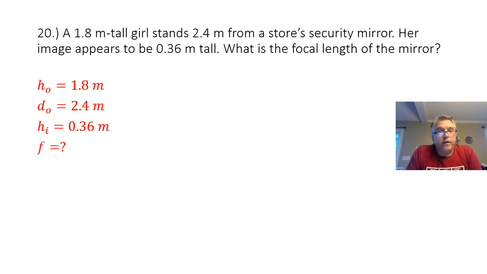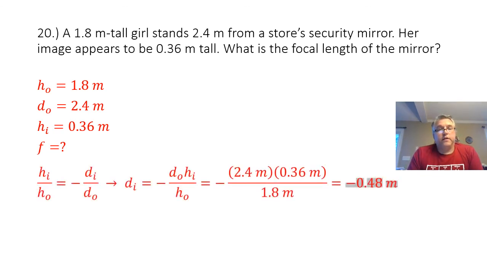So in order to find the focal length, I know I'm going to need both the image distance and the object distance. I have my object distance, but not my image distance. However, I do have the object height and the image height, so together with the object distance, I can use my magnification equation to find the image distance. Solving that for image distance will give me the image distance equals the negative of the object distance times the image height divided by the object height. Plugging all of my known variables into that equation will give me an image distance of negative 0.48 meters.